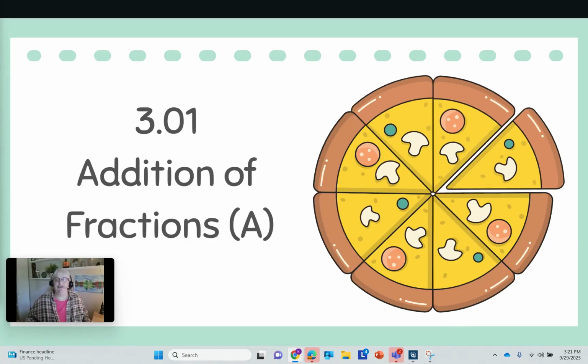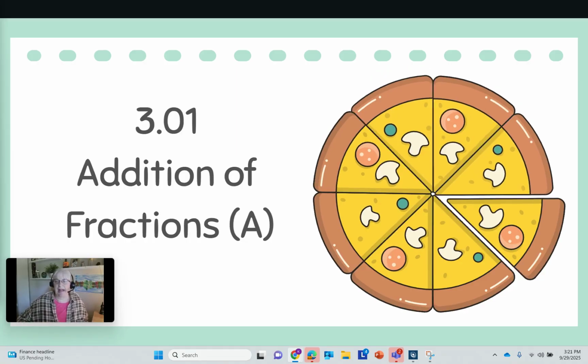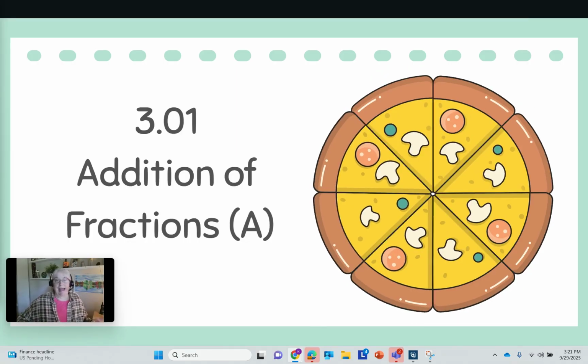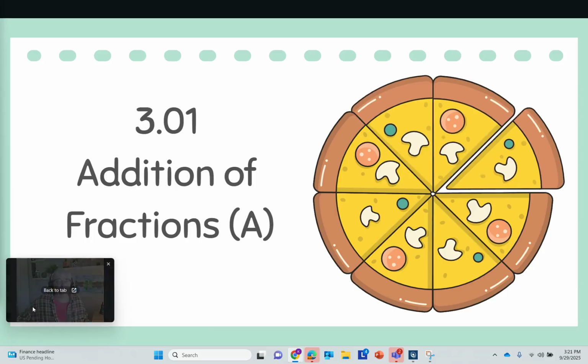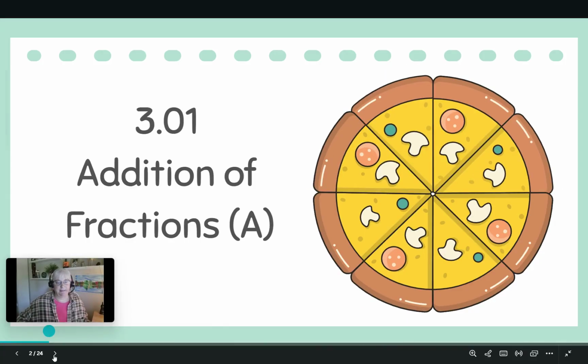This is Module 3, Lesson 3.1, Addition of Fractions, Part A. We're going to talk about adding fractions. And before we even get into that, let's do a little bit of a review of what a fraction is.